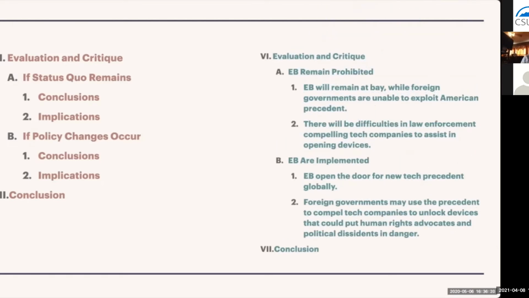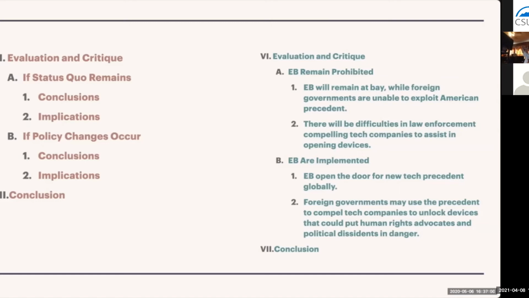And so if we look at this, here's one. If encryption backdoors remain prohibited, the conclusion we can make is that encryption backdoors will remain at bay while foreign governments are unable to exploit American precedent. However, the implication of that is there will be difficulties in law enforcement compelling tech companies to assist in opening devices. However, if we look at the other perspective, if any encryption backdoors are implemented, encryption backdoors open the door for a new tech precedent globally, and as a result, foreign governments may use the precedent to compel tech companies to unlock devices that could put human rights advocates and political dissidents in danger.